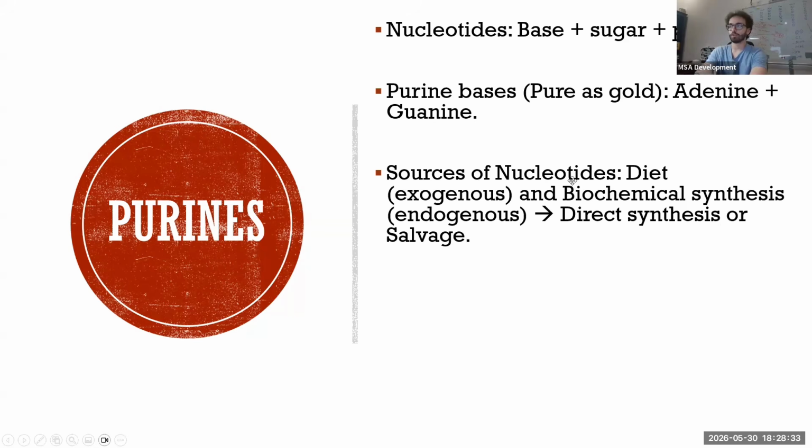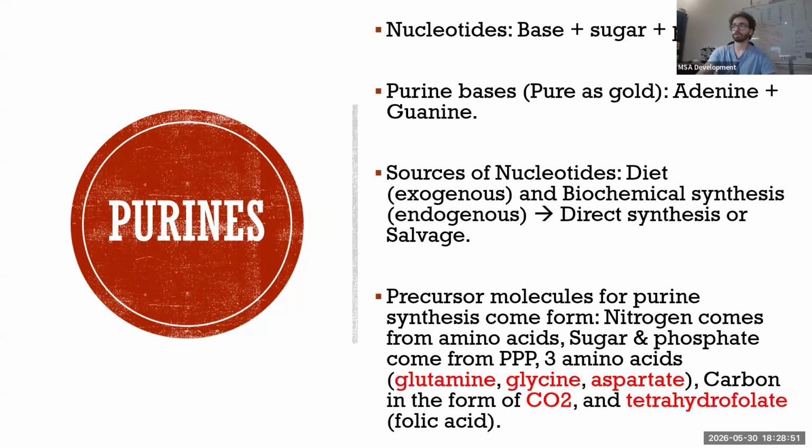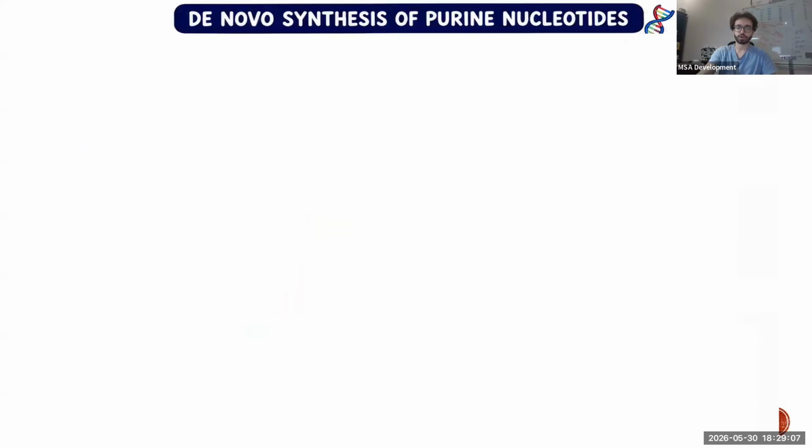What are sources of nucleotides, the purines especially? Either from the diet or endogenous, meaning from the body, not from outside. From the body, we can either create them or salvage them. What does salvage them mean? It means we get a guanine, we break it down, and we take the nucleotide from it. I want you guys to know the precursor molecules for purine synthesis. They're important, especially glutamine, glycine, aspartate, carbon dioxide, and tetrahydrofolate. Very important. I want you to remember them.